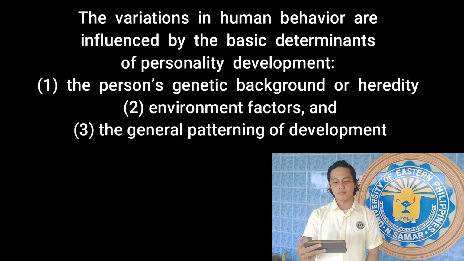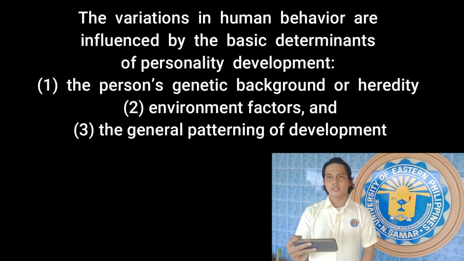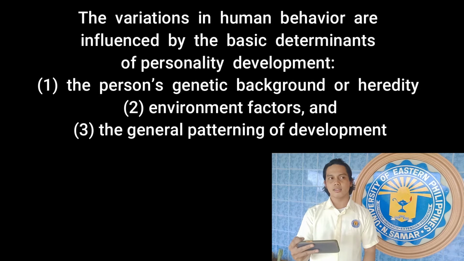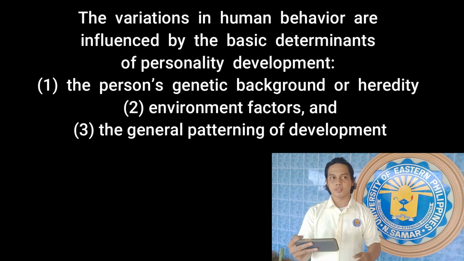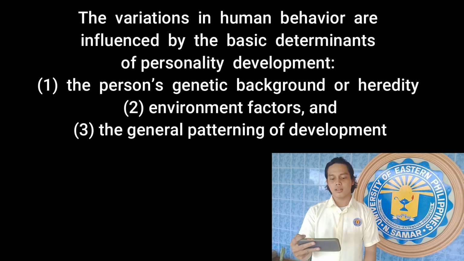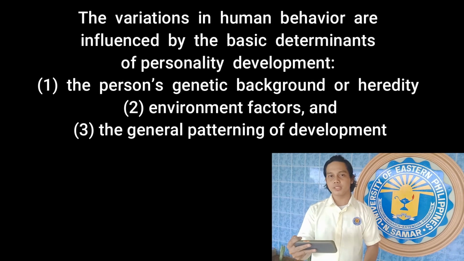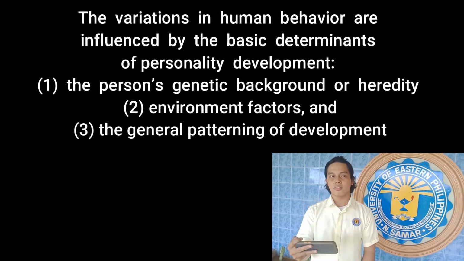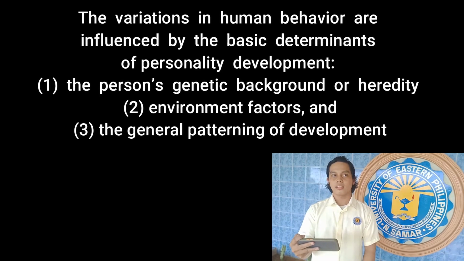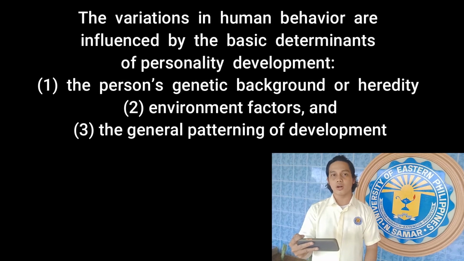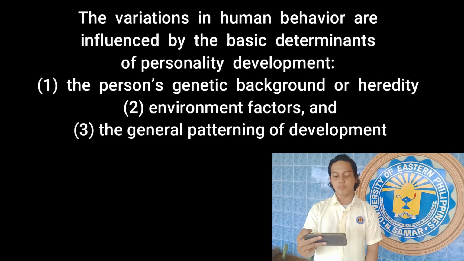So the second is environmental factors. In environmental factors, there are some distinct examples of behavior that can affect their characteristics, like in school, which is their peers or their classmates and their friends, and other people that they can encounter outdoors. So the third is the general patterning of development.